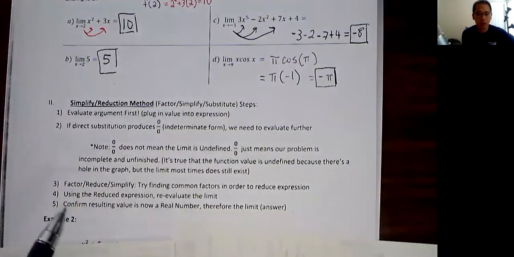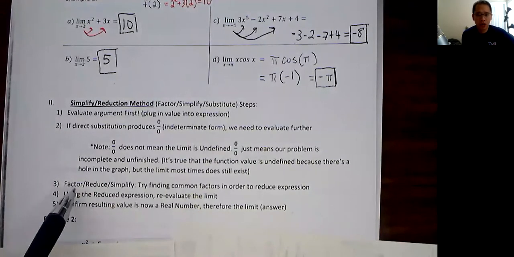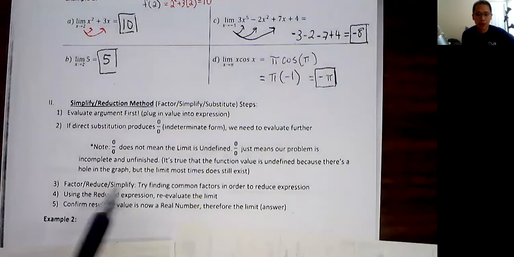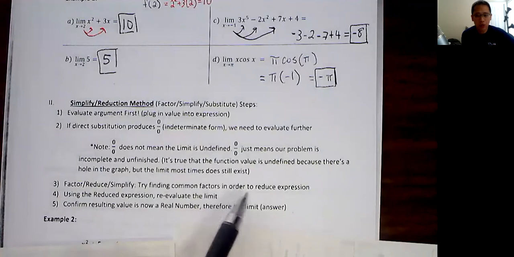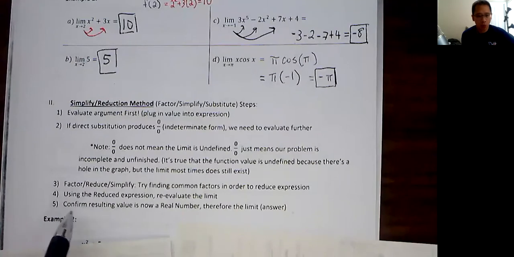All right, let me just run through these steps and we can practice these examples. The first thing we try to do is we want to factor, reduce, and simplify. We want to try to find common factors in order to reduce the expression. And then once we have our reduced expression, then we can reevaluate the limits. And then we'll want to confirm that the resulting value is now a real number, now that we've created a different version so that we can actually find that result. And if that's a real number, then that's our limit.